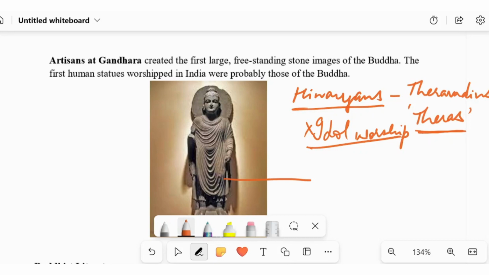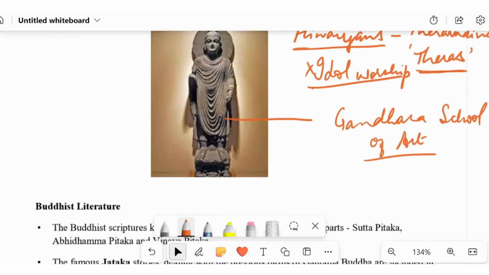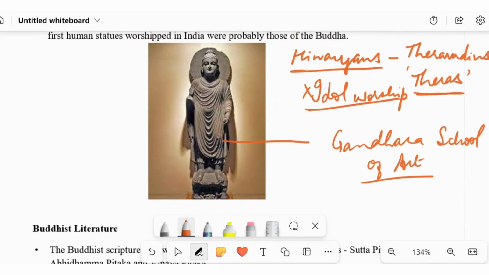popular. So probably Buddha was the first human to be worshipped in idol form, and this statue is from the Gandhara school of art. The Gandhara school of art produced the first statues of Buddha. This school flourished in Gandhara, on the border between Pakistan and Afghanistan. It was basically influenced by the Greco-Roman style of architecture and sculpture.